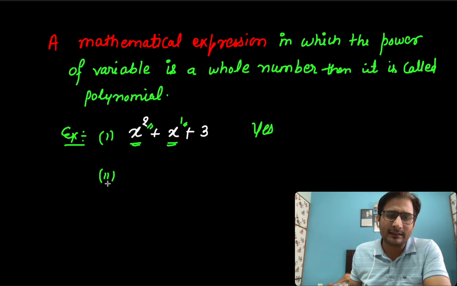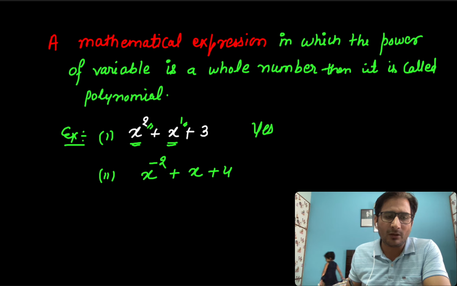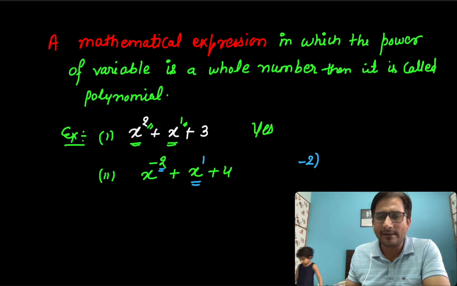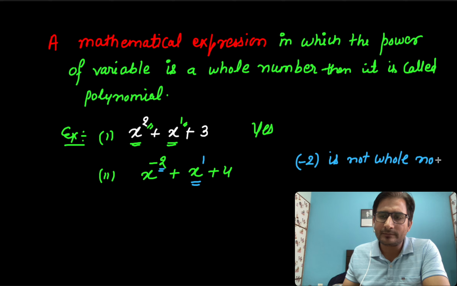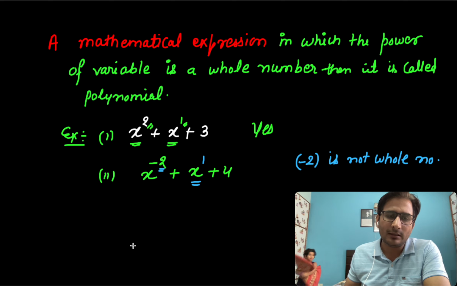Let me write down another example. Suppose it is written x power minus 2 plus x power 1 plus 4. Is it a polynomial or not? No, it's not a polynomial. The power of variable is 1 here, and here the power of variable is minus 2. Is minus 2 a whole number? No, sir. So it is not a polynomial.